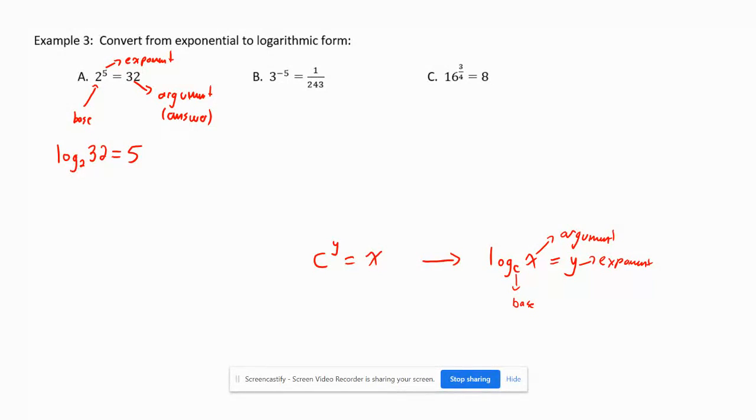Okay, so the point is, guys, this expression here and 2 to the 5th equals 32 are representing the same thing. Now again, what's different? A logarithm isolates for the exponent, and so there's some questions where we have an equation and we need to isolate for the exponent. This is what does that for us. In this case, it's going to be log base 3 of 1 over 243 equals negative 5. Last one means log base 16 of 8 equals 3/4.